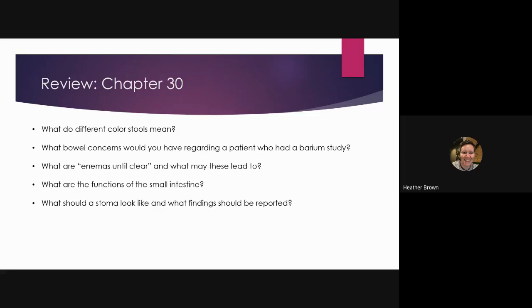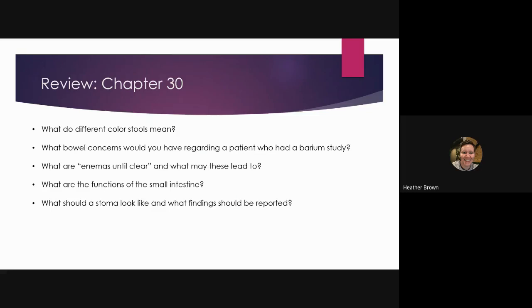What would a pale stool mean? A pale stool. Absence of bile. Absence of bile, very good, guys. High fat stools. These are foul smelling and they float. So high fat stools, you'll literally see them afloat. They're very foul smelling. So do know what these different types of stools mean for your patients.